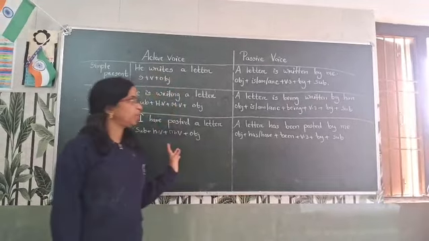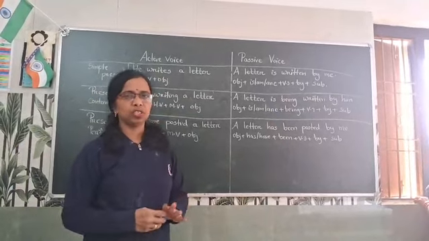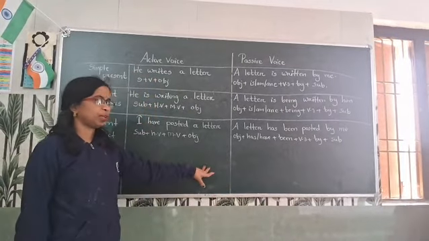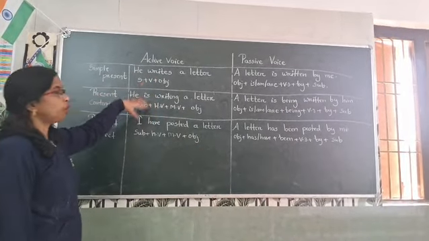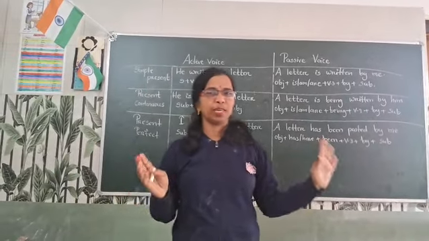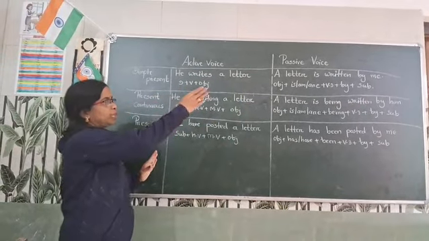Already I have explained tense, present tense, and also their structures and forms. There are four forms of present tense. Today I am going to explain voice. Voice has two types: active voice and passive voice. Now I will give some examples of active voice and passive voice.